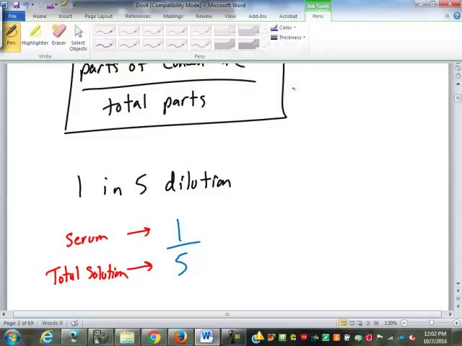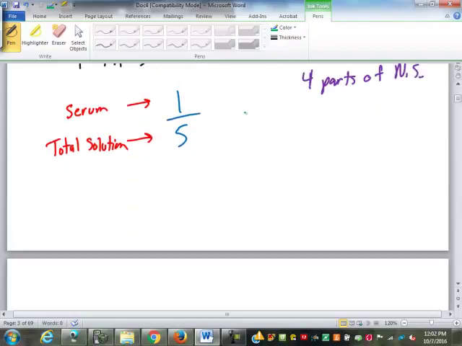So now from this, with our discussion of complements, how many parts of sterile water were added to this? We have 5 total parts. One of those parts was serum, 4 parts. The rest would be sterile water. So this is saying there's 4 parts of NS here. So the other ratios that could be found here is we could have a 4 out of 5 ratio of our sterile water to total solution.